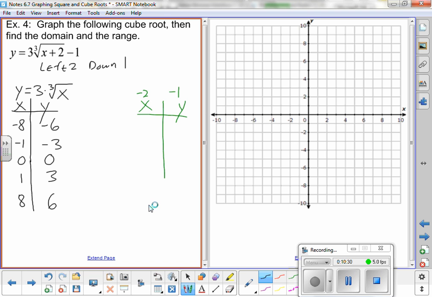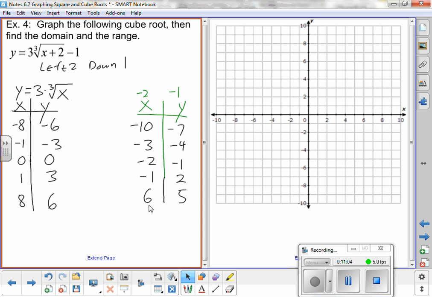So -8 becomes a -10, -3, -2, 1 minus 2 is a -1, 8 minus 2 is a 6. All right. Let me double check that. -10, -3, -2, -1, 6. All right. Next ones are my y's. So my y, I'm going to subtract 1. So -6 minus 1 is a -7, -4, -1, 2, and a 5.